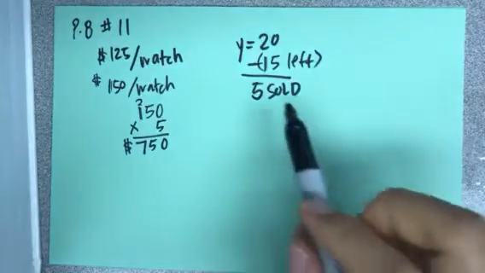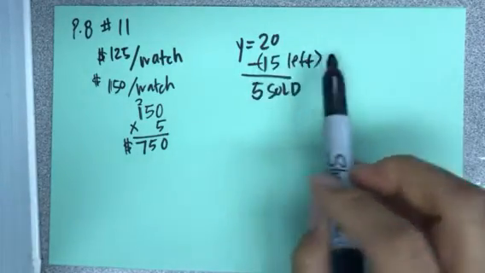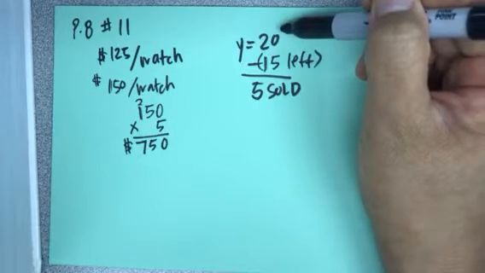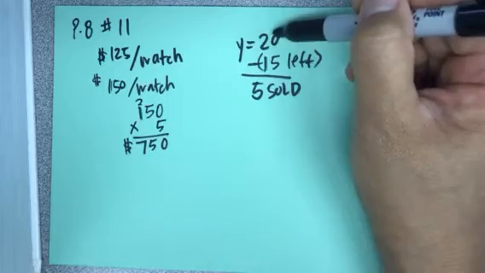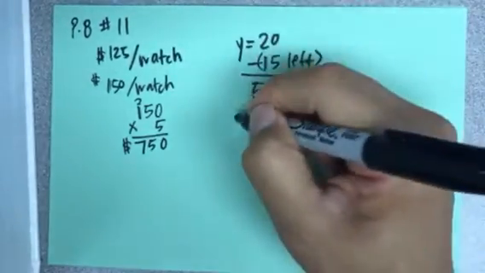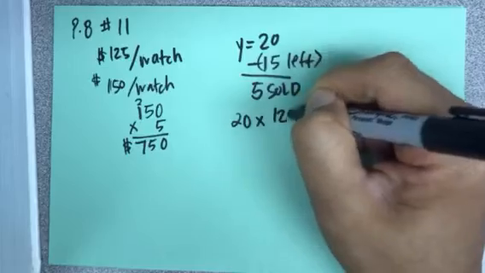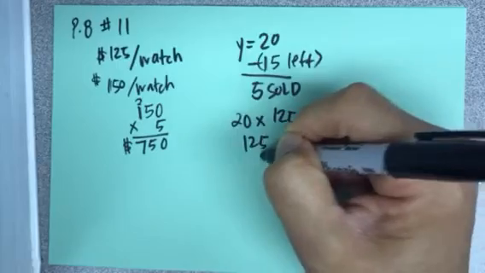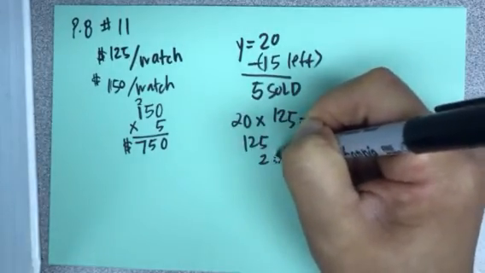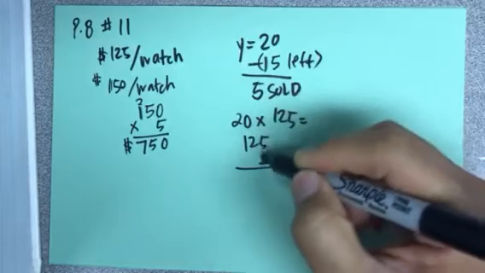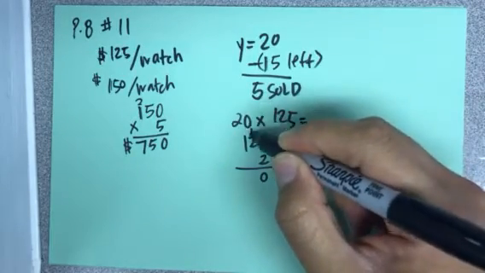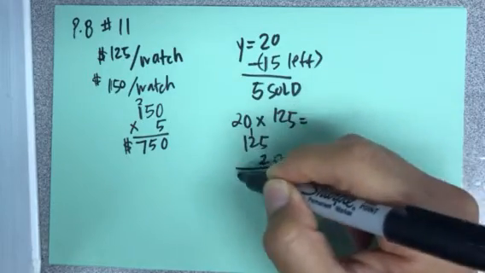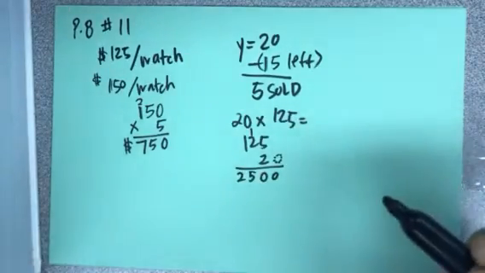But remember, that's how much he sold. How much did he purchase each watch for? We say that originally he bought 20, so you also have to take that 20 and multiply it by the original number he paid, which is 20 times 125, or 125 times 20. Remember, the little secret is the zero is kind of like an invisible zero. We'll save that for later. 5 times 2 is 10, carry the 1. 2 times 2 is 4, plus 1 is 5, and that's times 2. It's going to be 2,500.